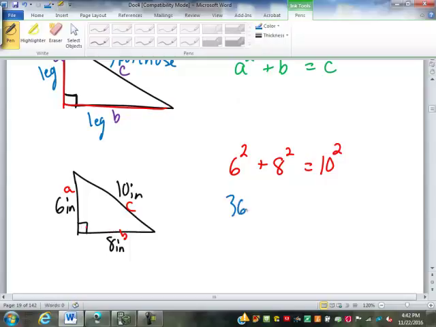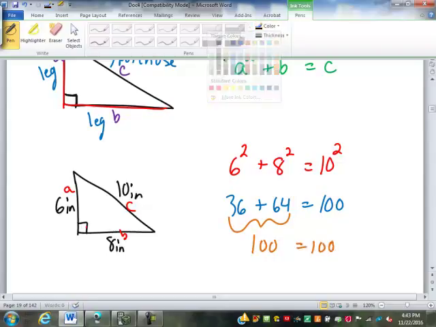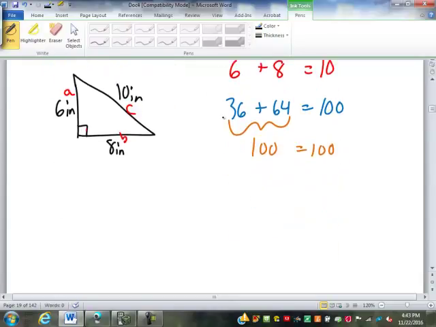6 squared is 36. 8 squared is 64. 10 squared is 100. 36 plus 64 is 100. So that holds true. So we can use this to test if a triangle is a right triangle.